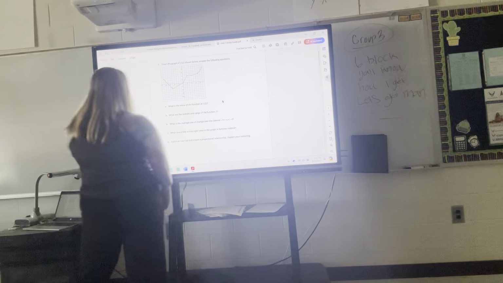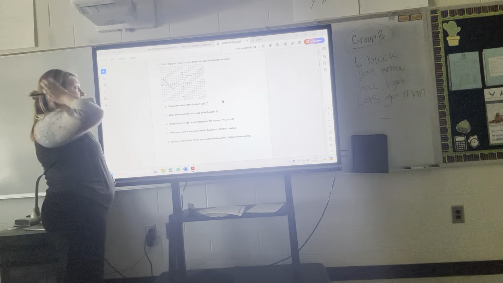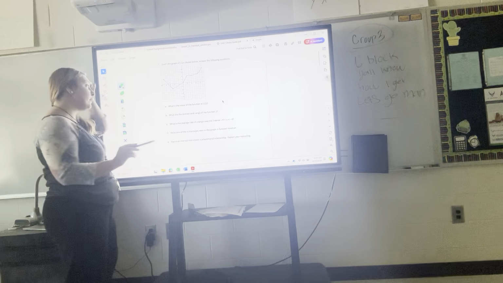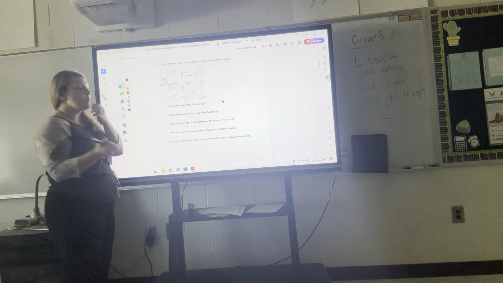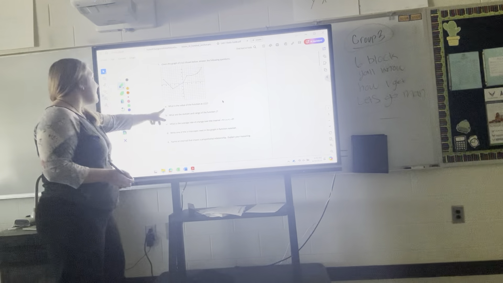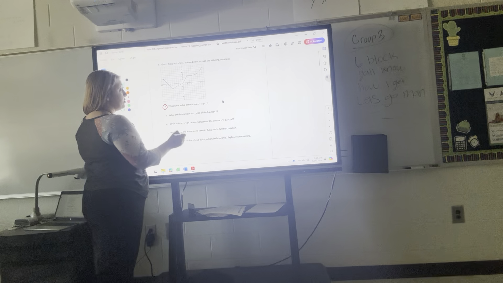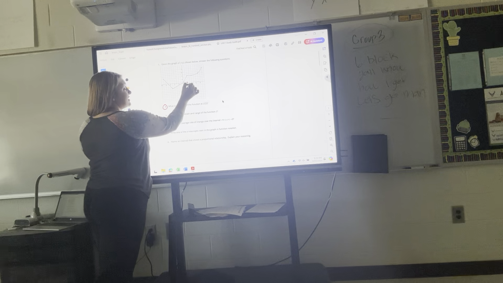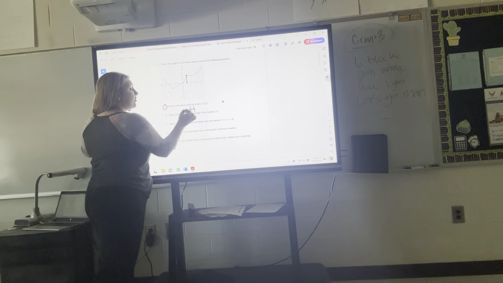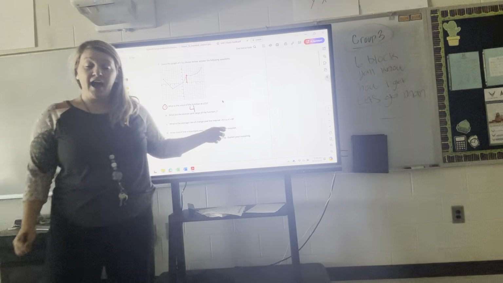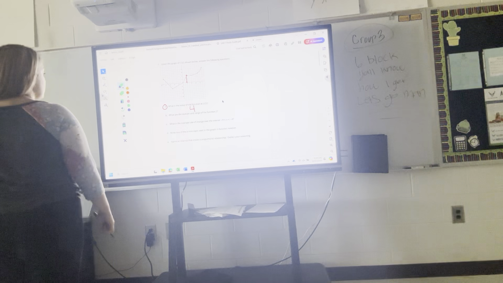So the first question on your study guide says, given the graph of f of x shown below, answer the following questions. We have already learned how to do this, but we're going to walk through each of it. So find the value of the function f at 2, f of 2. We're going to find 2 on the x-axis and see where it hits on the y-axis. For this answer, you should have 4. So you should have a 4 for f of 2.